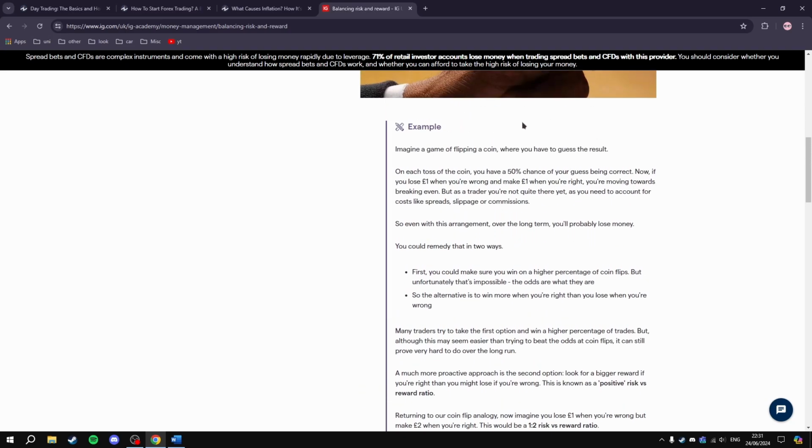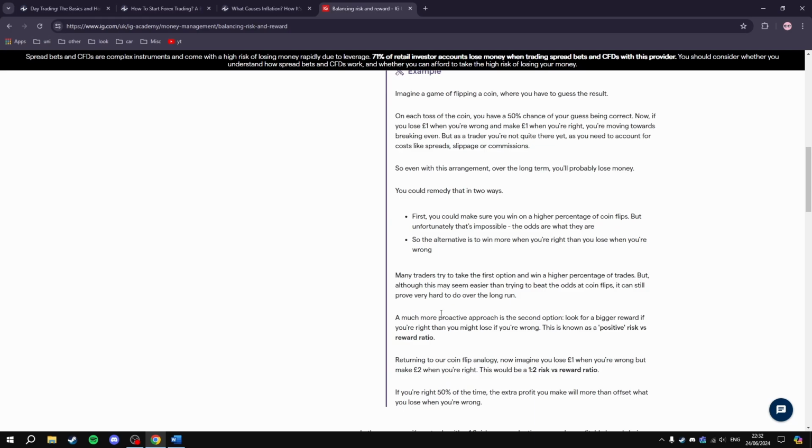So basically, if you imagine a game of flipping a coin where you have to guess the results, each toss of the coin is a 50% chance of you being correct, because heads or tails. So if you lose £1 when you make a wrong guess and you make £1 when you're right, you're moving towards breaking even. But as a trader, you're not quite there yet, as you need to account for costs like spreads, slippage or commissions. So even with this arrangement of breaking even, over the long term you'll probably lose money due to all these extra fees you have to pay.